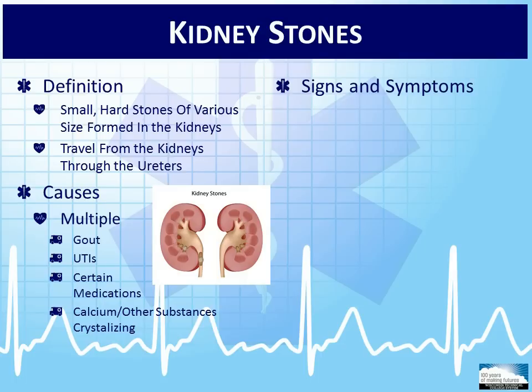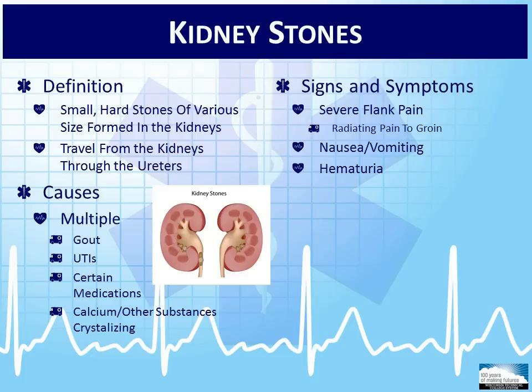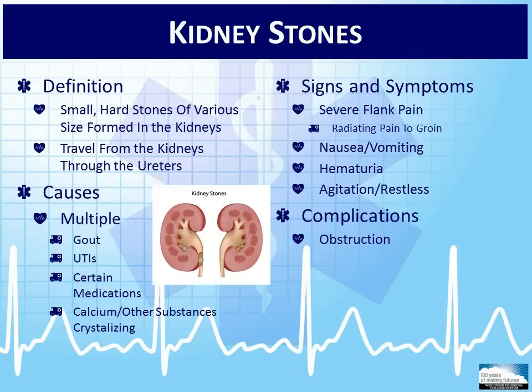Signs and symptoms commonly include severe flank pain that may radiate to the groin, nausea, vomiting, hematuria, blood in urine, and agitation or restlessness are also possible. Complications may include obstruction of the ureter, urinary tract infection, and kidney damage, which may result in a decrease or loss of kidney function.